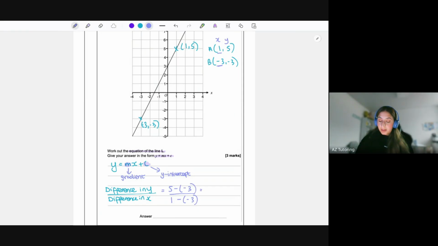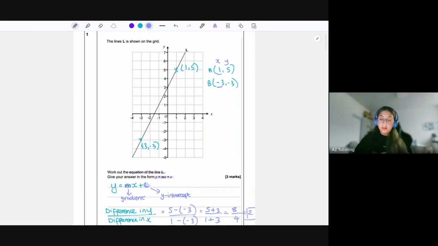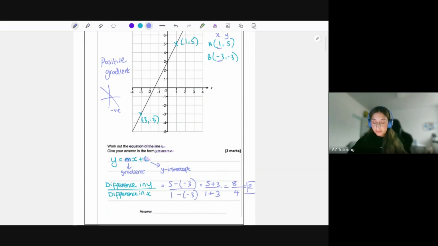So 5 take away -3 is 5 plus 3 because two negatives make a positive in the middle. Likewise here, 1 take away -3 gives me 1 plus 3. That is 5 plus 3 is 8, and 1 plus 3 is 4. 8 divided by 4 is 2. So my gradient is 2, which makes sense because it's going to have a positive gradient because the graph is going upwards. With a negative gradient, the line would go downwards that way. That would make it negative. I know my gradient is positive because the line is going at a positive gradient.